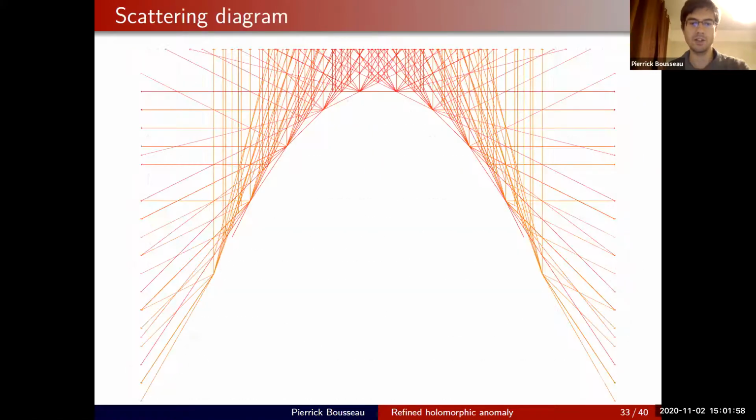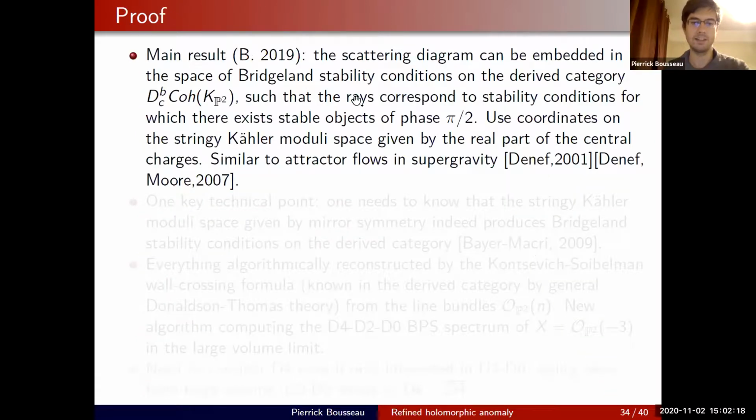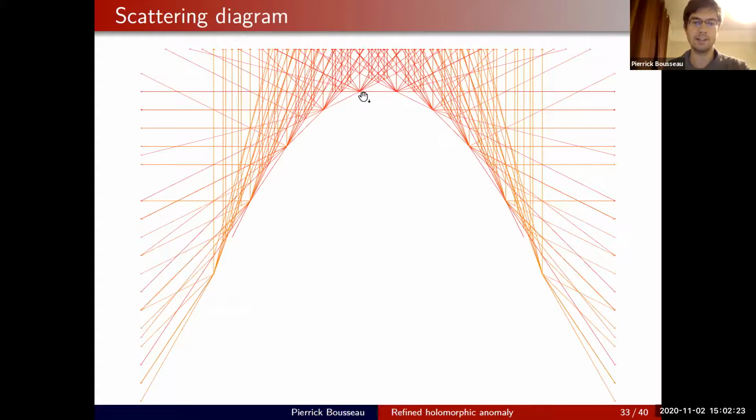And in fact, this picture is really a picture of the stringy Kähler moduli space in very particular coordinates, where the coordinates are given by the real part of the central charges. So that all these lines are really straight lines, and it's really easy to draw. You do not have to solve any differential equation. So the claim is that this picture is a picture of the stringy Kähler moduli space with particular coordinates, and these trees are exactly loci where there exist BPS states with purely imaginary charge. And the generating function counts BPS states.